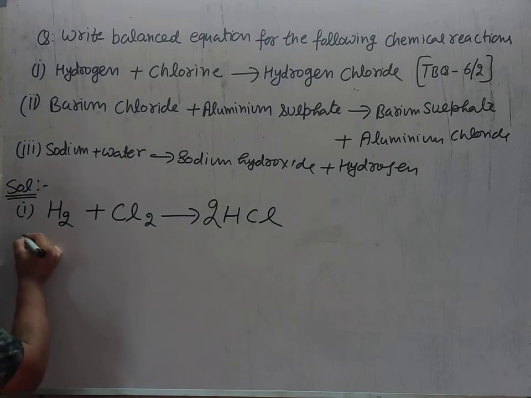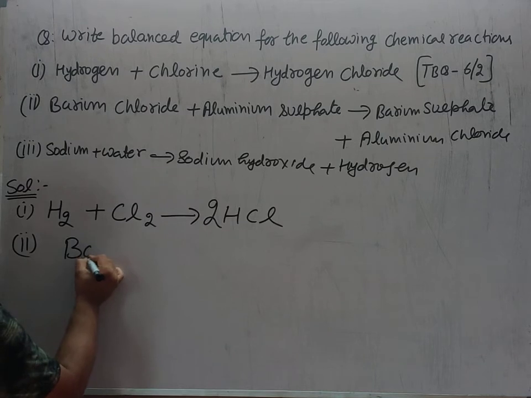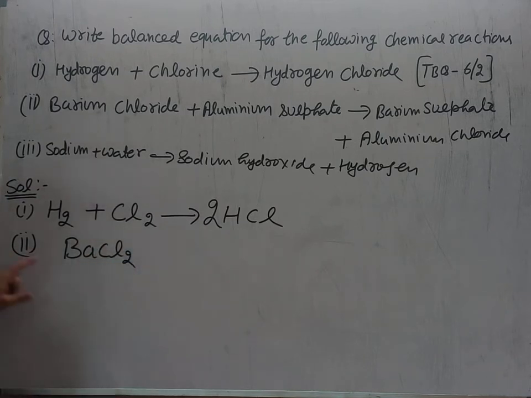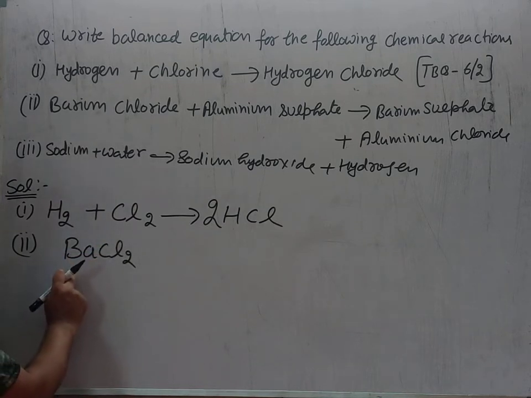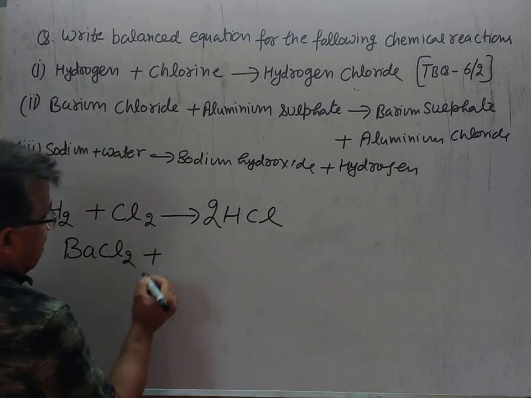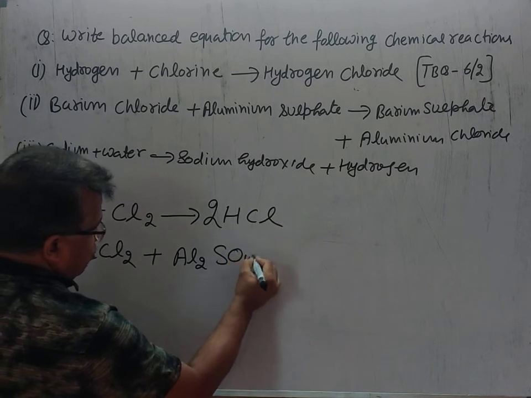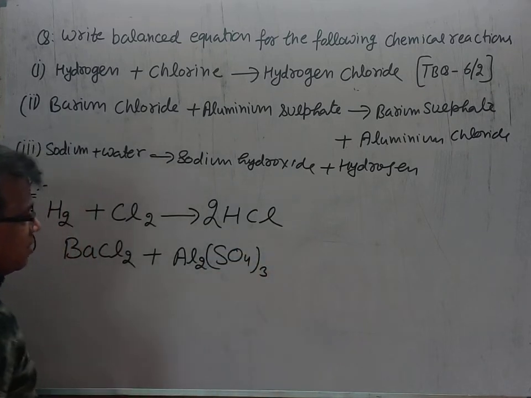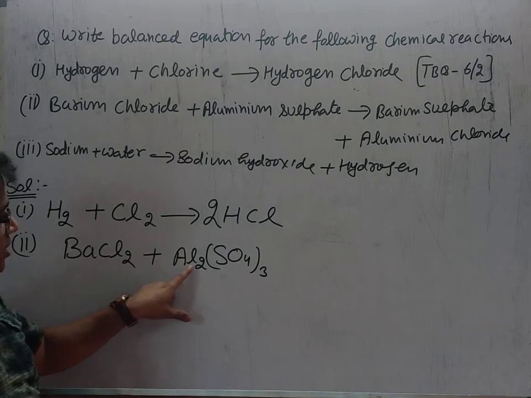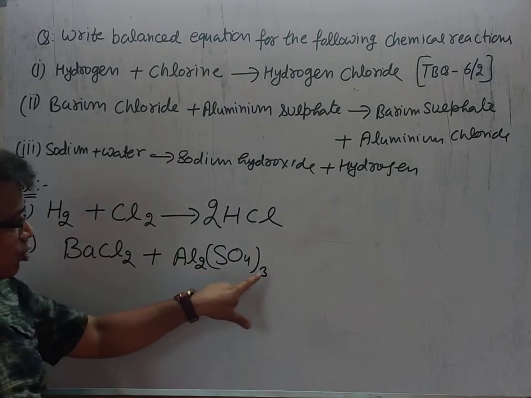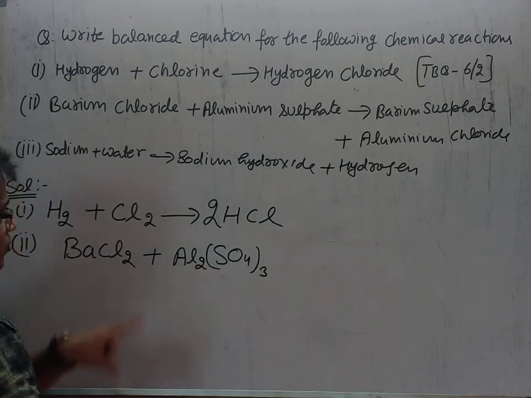Second part, barium chloride BaCl2. The valency of barium is 2 and chlorine is 1, and they are interchanged, and there is no need to write 1. BaCl2 plus aluminium sulfate Al2(SO4)3. Why do we write this? The valency of aluminium is 3 and sulfate is 2. They are interchanged. Its valency 3 goes with it and its valency 2 goes with it.